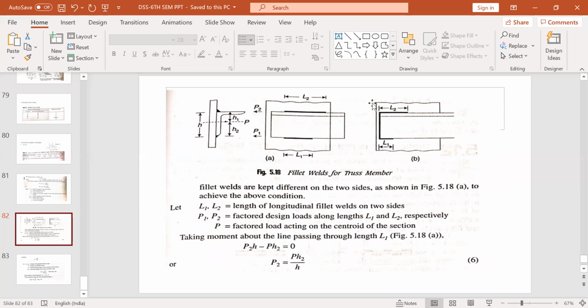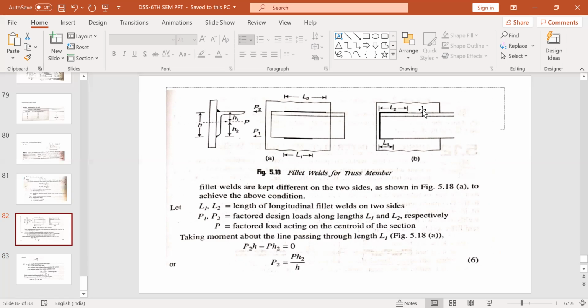Then there are plug welds and slots. If you are not utilizing the entire length, you can make the connections in a groove way. That way you can save the length of the weld. So various kinds of welding are done here for plugs and slots.